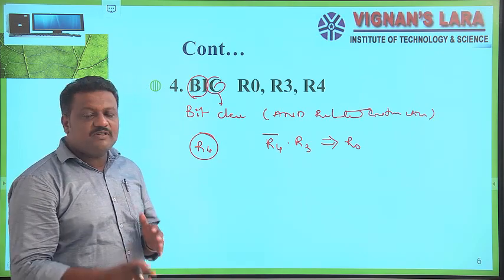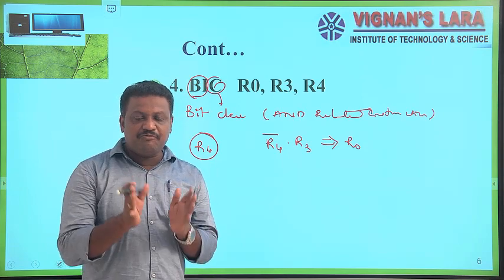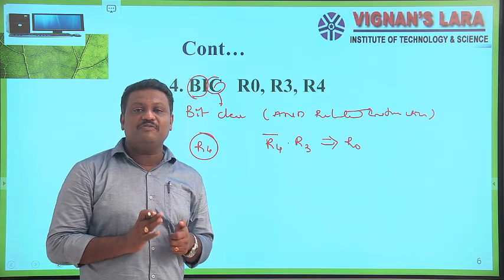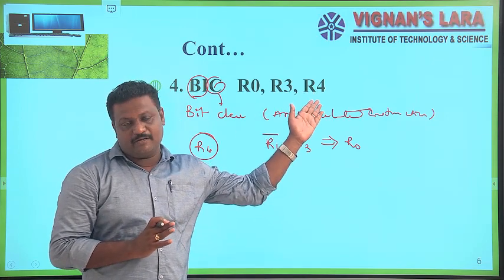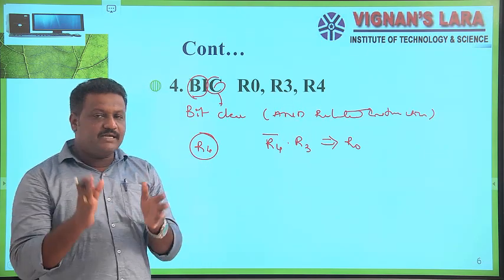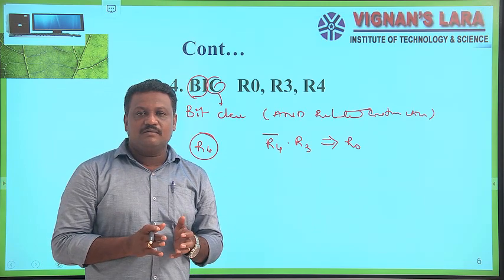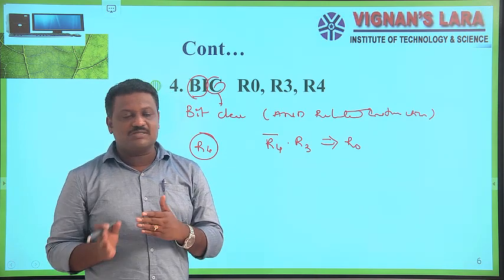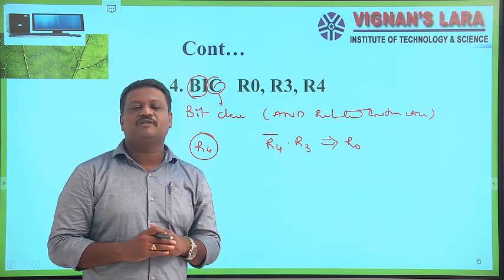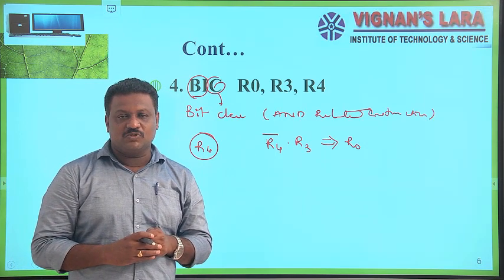So what is the difference between a normal logical AND and bit clear? Before doing a logical AND in this case, first we take the complement of the second operand. Here my second operand is R4. First I took the complement of the content of R4. After taking the complement, the result is logically ANDed with the R3 value, and the final result is transferred to a CPU register. So that is the difference.